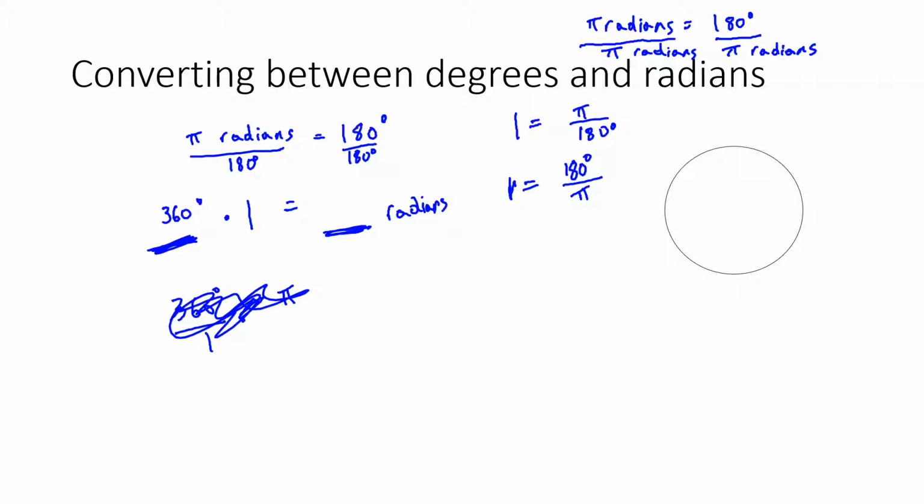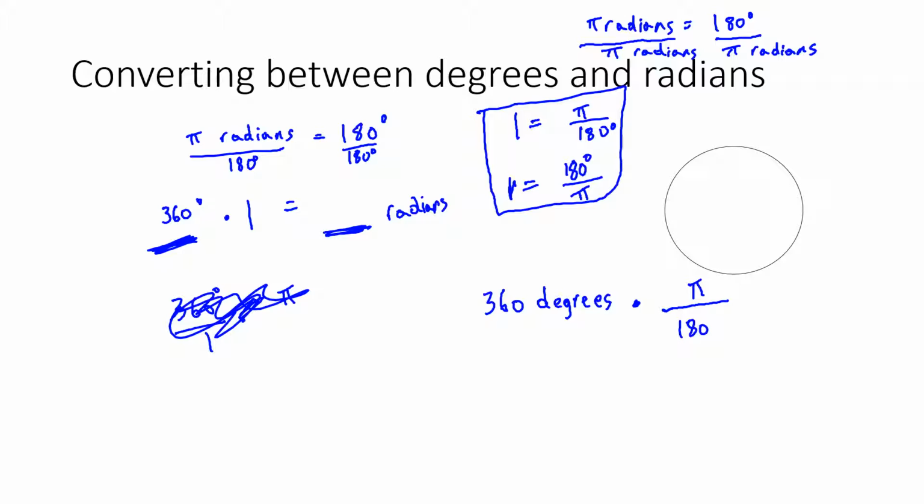Let's write this out actually. So we have 360 degrees, and we're going to multiply that by some equivalent of 1. So we're going to multiply it by one of these. So if we multiplied by pi radians over 180 degrees, remember the 360 can be put over 1. So we know we can simplify this.